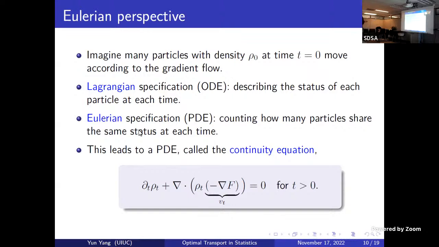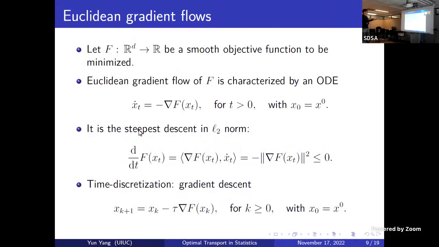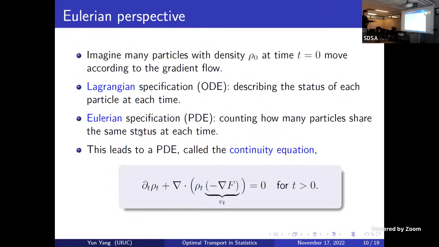However, there's another perspective, called the Eulerian specification, which is through a PDE, a partial differential equation. It's more of a macroscopic description where we're interested in describing how many particles share the same status at each time. So this leads to the PDE, which is called the continuity equation. It's saying that the local time derivative of the density, so the change of the density, equals the net flow in and flow out of the mass at that particular region. So this is just the divergence of rho t times the velocity. Here, the velocity is the velocity of the particle at each time t, right? So this would be rho t times the velocity.